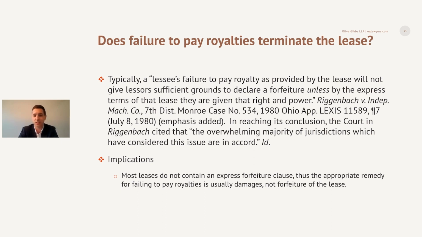Implications: most leases are not going to contain that express forfeiture clause. So whenever there's a failure to pay royalties, usually, and again, it depends on the lease, the remedy is going to be damages and not just complete forfeiture of the lease.